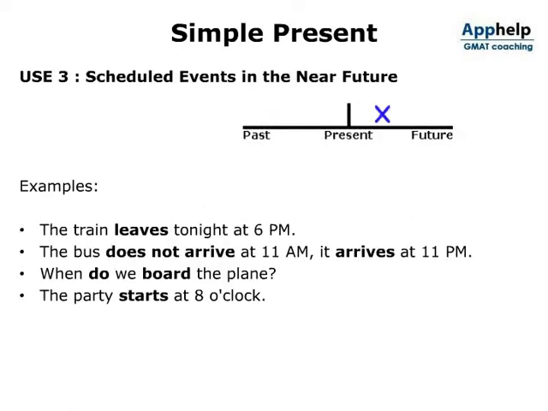Use 3. Simple present can also be used while talking about scheduled events in the near future. Examples: the train leaves tonight at 6 p.m. The bus does not arrive at 11 a.m., it arrives at 11 p.m. When do we board the plane? The party starts at 8 o'clock.